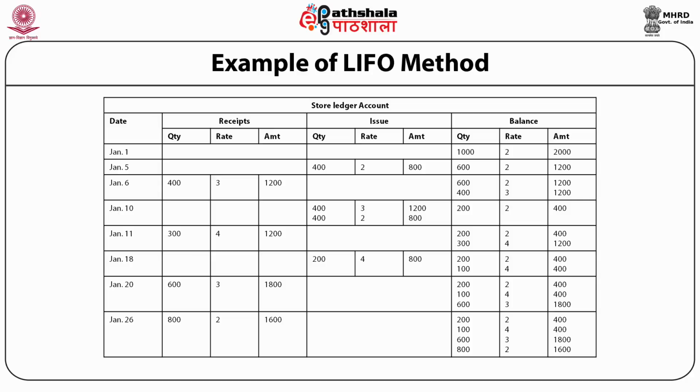In a similar manner, when on 18th January we have to make an issue of 200 units, the preference was given to 300 units at the rate of 4.